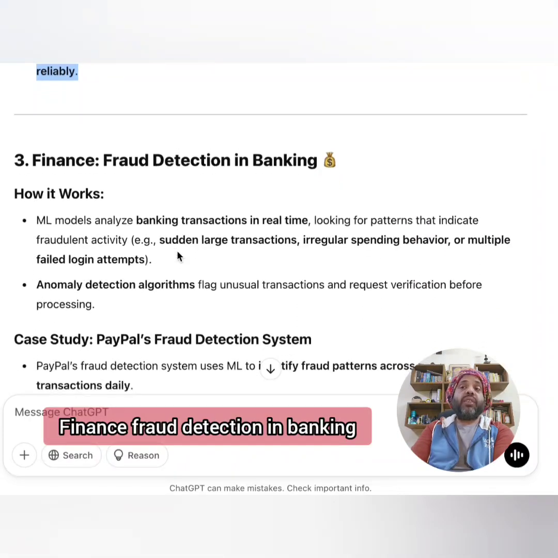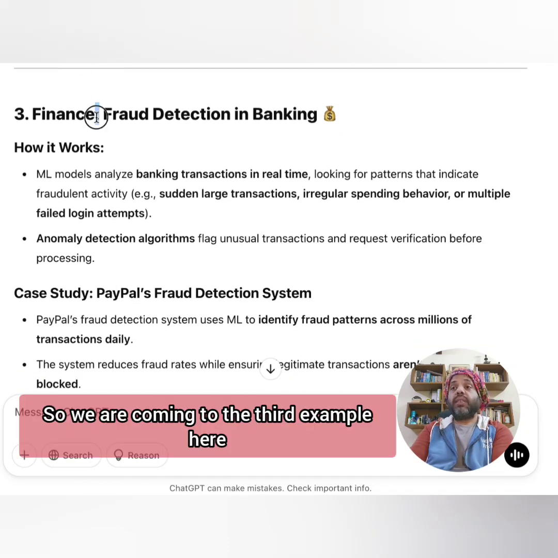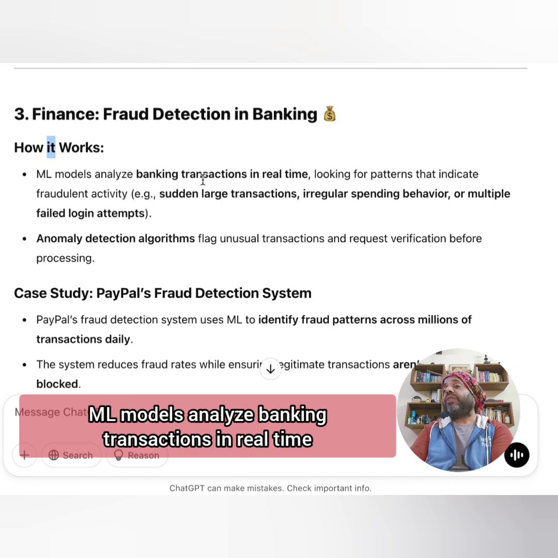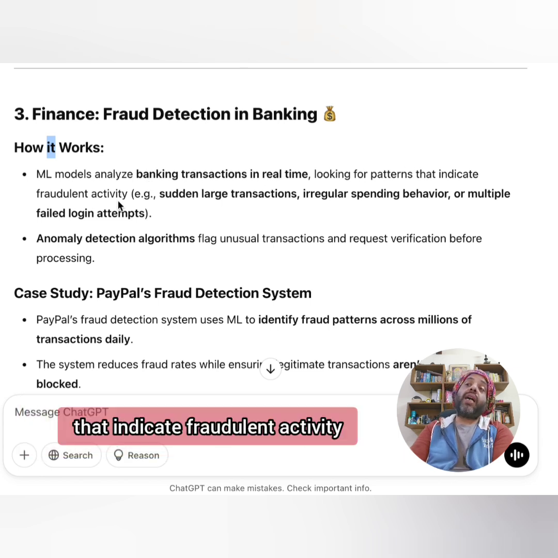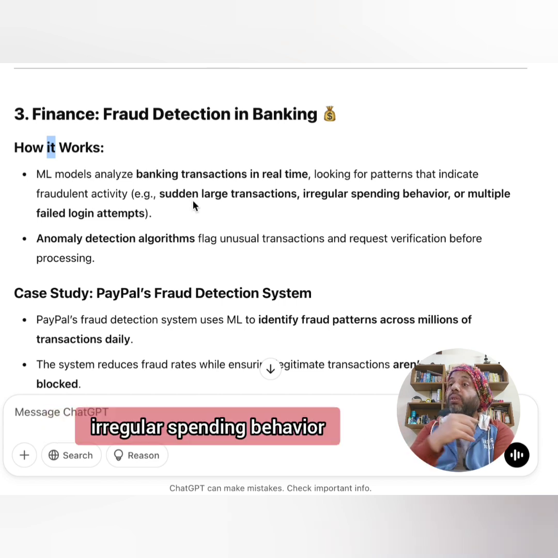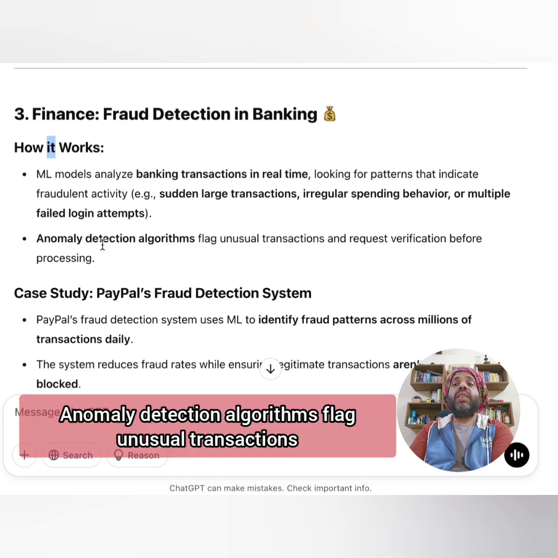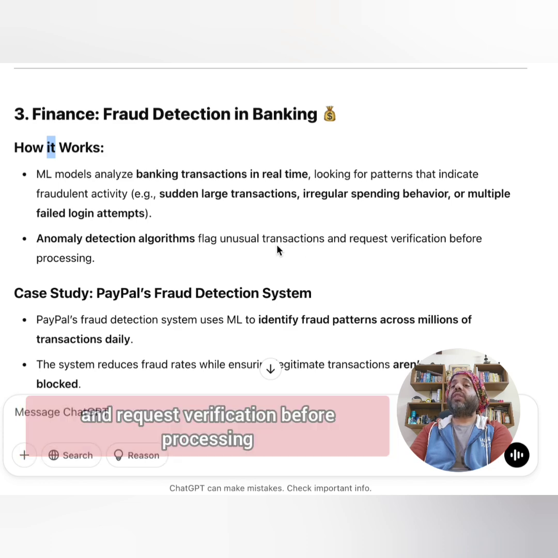Finance: fraud detection in banking, how it works, right? So we are coming to the third example here. ML models analyze banking transactions in real time, looking for patterns that indicate fraudulent activity. Example: sudden large transactions, irregular spending behavior, or multiple failed login attempts. Anomaly detection algorithms flag unusual transactions and request verification before processing.